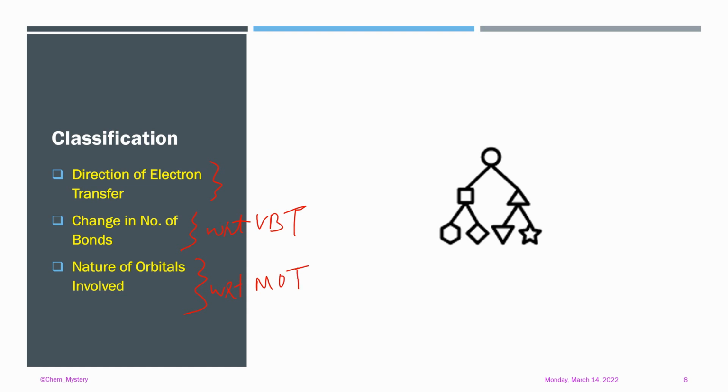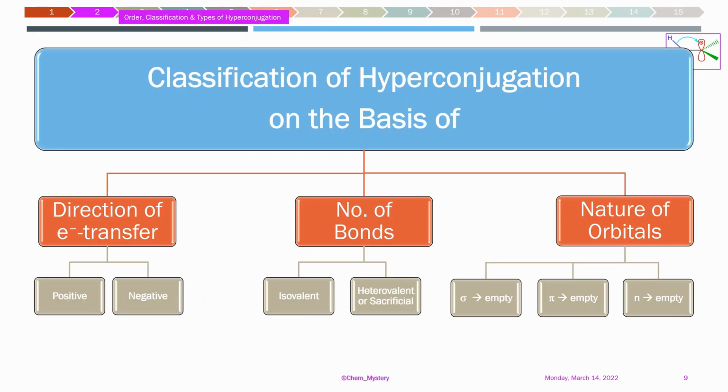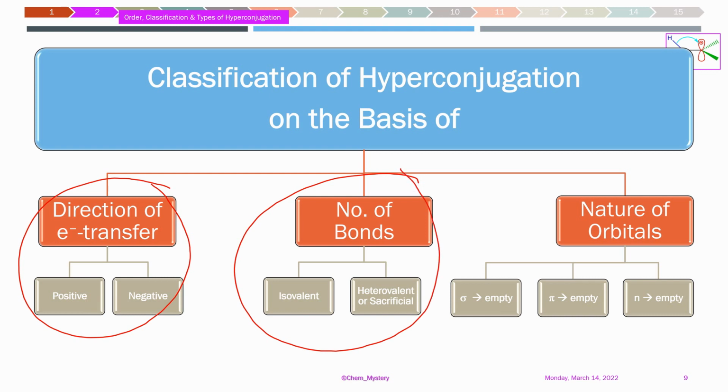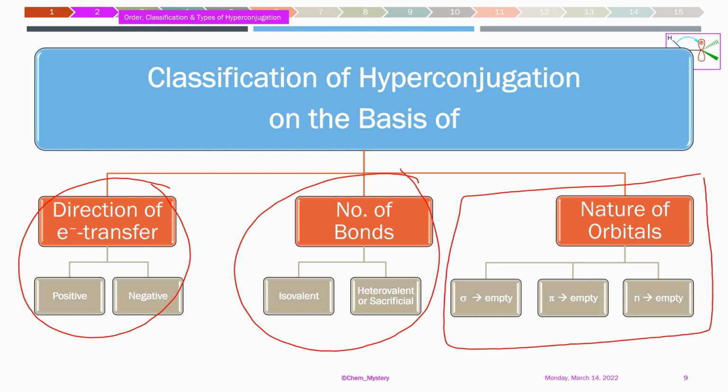First one is, when we are saying direction of electron transfer, there can be a positive hyperconjugation or there can be a negative hyperconjugation. This positive and negative will be related with respect to the direction of the electron transfer with respect to CH bond. And then in the number of bonds formed, there are two types, isovalent or heterovalent. Heterovalent is the same thing what we will be recognizing as sacrificial hyperconjugation.